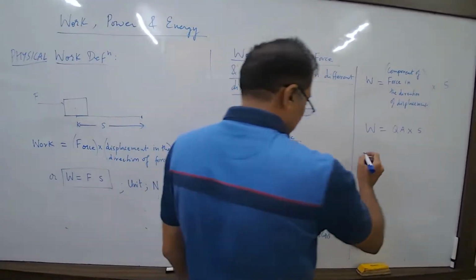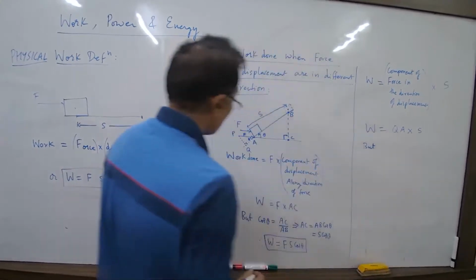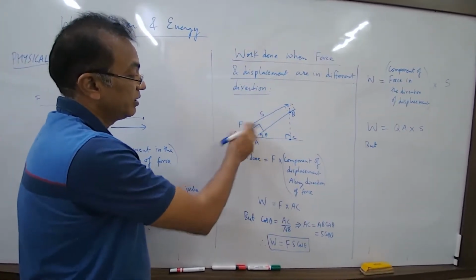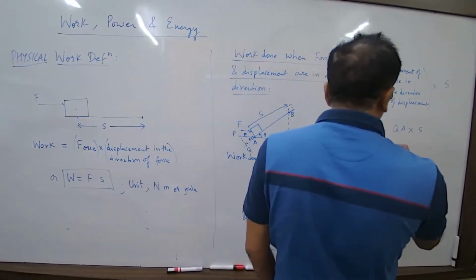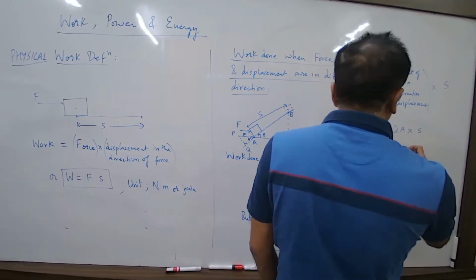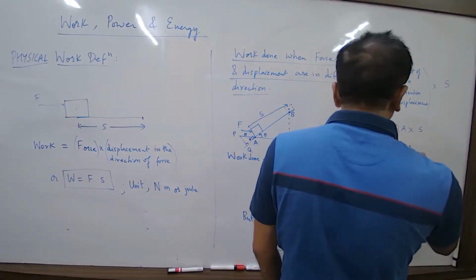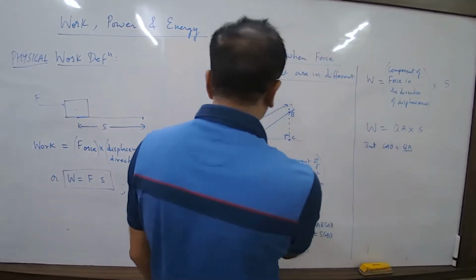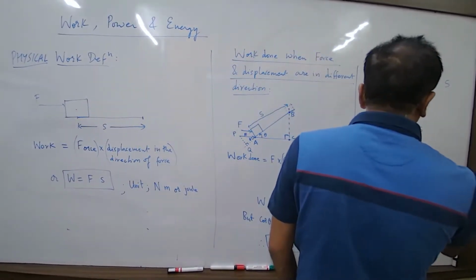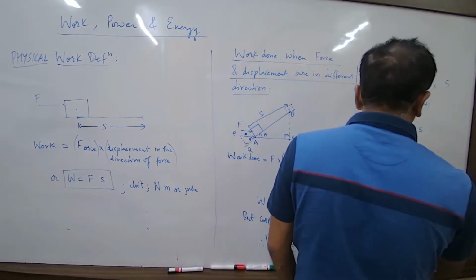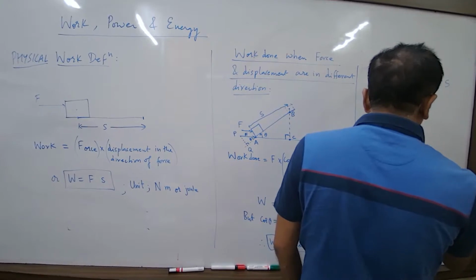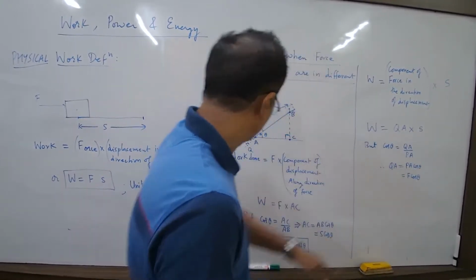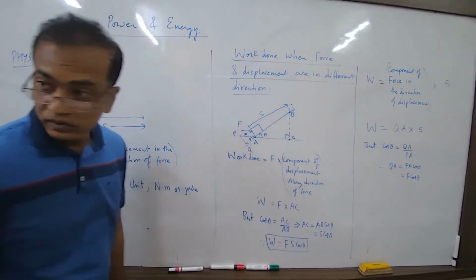So what is the relation between QA and F? Because these are the only two things we want, right? Cos theta is equal to QA upon hypotenuse. QA upon PA. So this means QA is equal to PA cos theta. But what is PA? PA is F. Right?